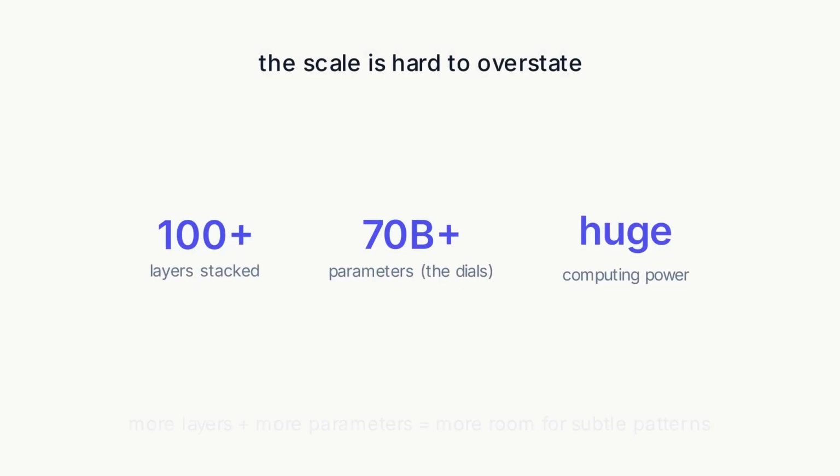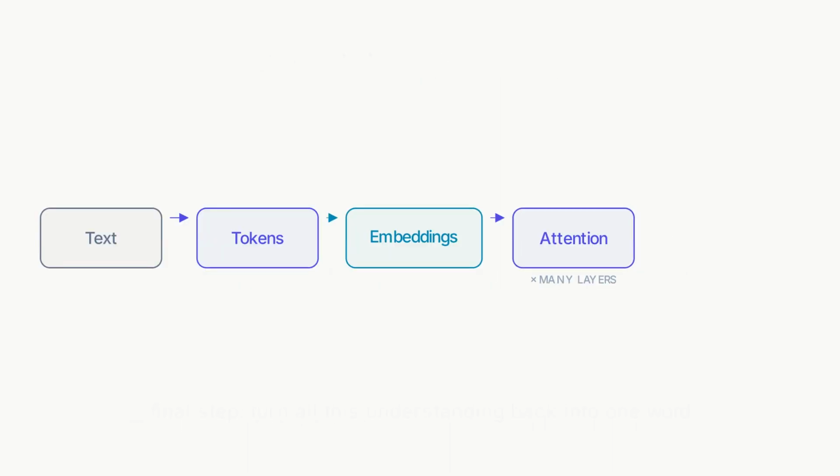A large model might stack 90, 100 or more of these layers, and across all of them, hold hundreds of billions of those adjustable numbers. When you hear a model described as having, say, 70 billion parameters, that figure is counting the dials packed into this tower. More layers and more parameters generally means more room to capture subtle patterns, at the price of enormous computing power. So our pipeline now has real depth, tokens, embeddings, and a tall stack of attention refining meaning, which leaves the final step, turning all of that understanding back into a single next word.